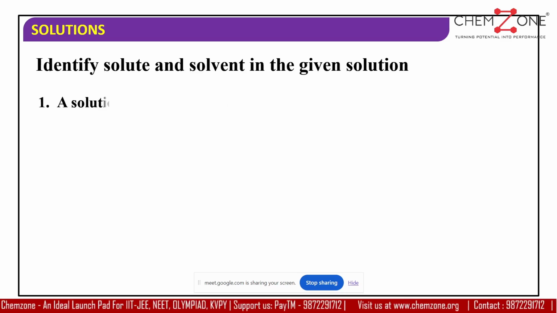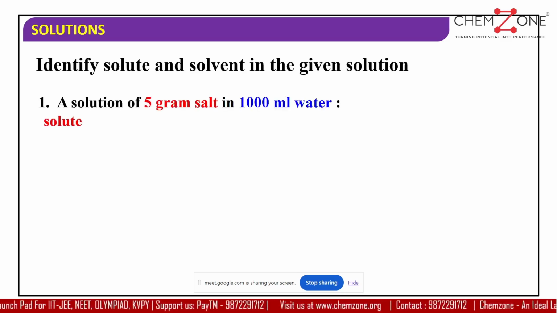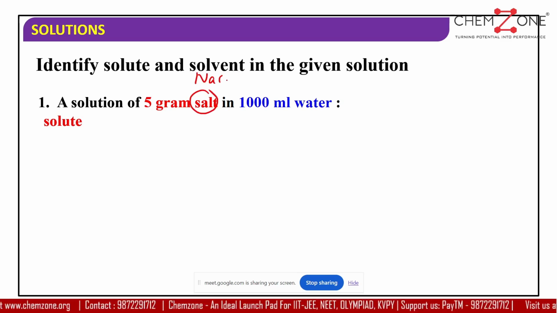Now, in this solution, which is the solute and which is the solvent? Here salt means NaCl. Suppose I'm giving you salt as NaCl. Okay sir. So इसमें solute is salt and solvent is water. Solute is salt, solvent is water, right?